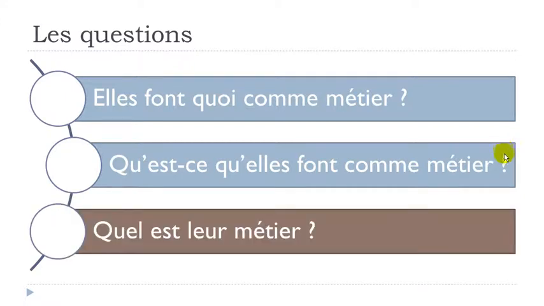And then the more formal one, we start with the question. So quel, in that case we put the masculine form because métier, profession, is a masculine word. Okay, so quel est, what is their métier, profession. Quel est leur métier? What is their profession? Quel est leur métier?